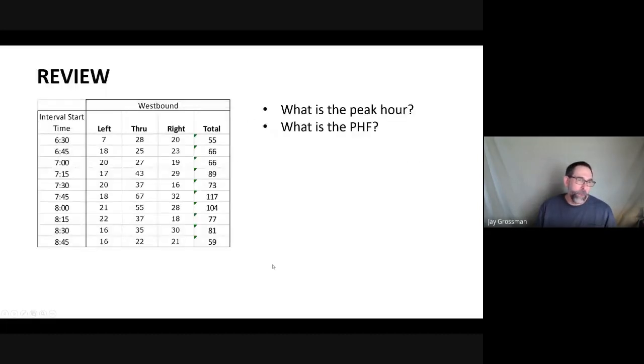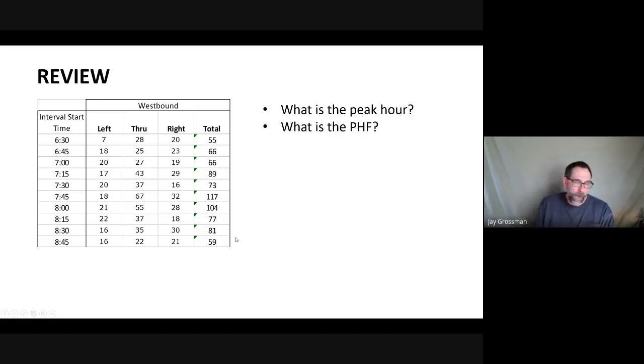And this would be a pretty common kind of question, where I give you a bunch of traffic numbers and you've got to calculate all these things out of that. All right, so out of this, what's the peak hour? Here's left, through, and right. This is just for westbound traffic, so maybe I'm just looking at one direction. Here's the total of those three columns. So that's the total volume in that direction.